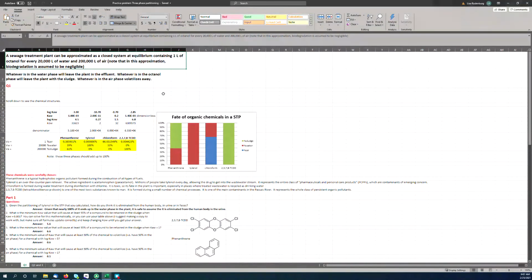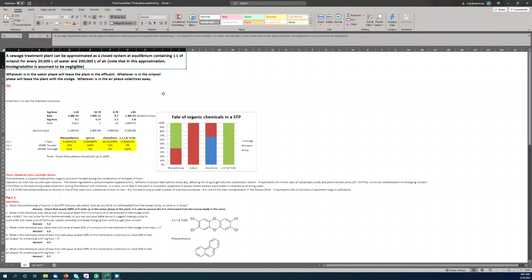That amount of air is because the air is flowing over the treatment plant, right? And in most treatment plants, you're bubbling either air or oxygen through the water. So effectively, it's a large volume of air. And 1 liter of octanol for every 20,000 liters of water doesn't sound like a lot, but octanol is a very strong sorbent, so it actually absorbs chemicals pretty effectively.